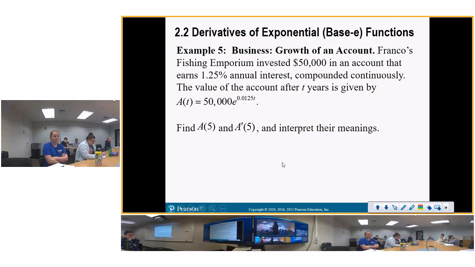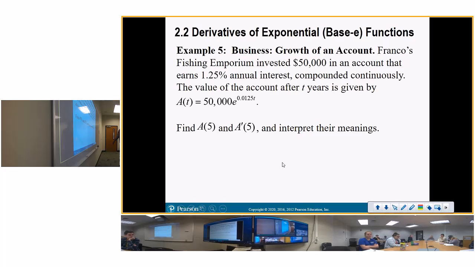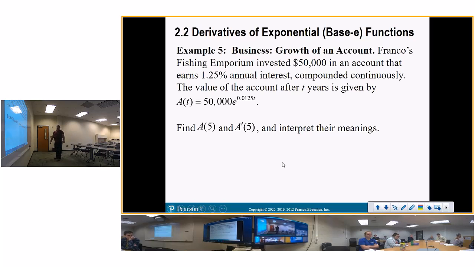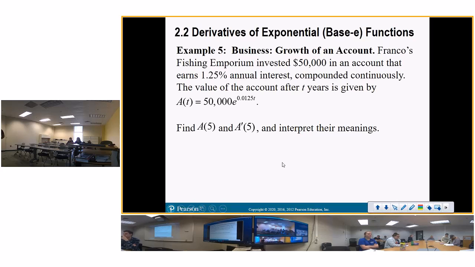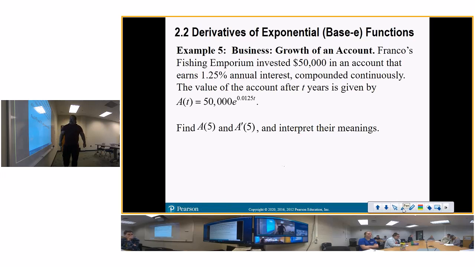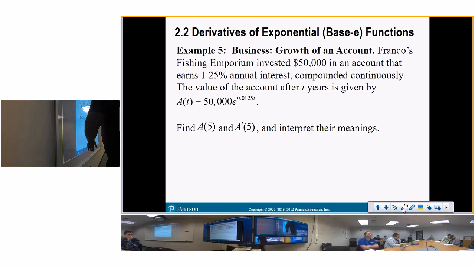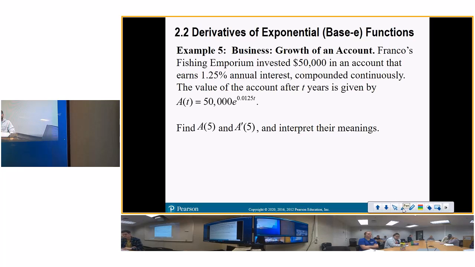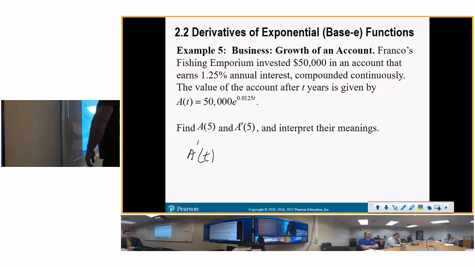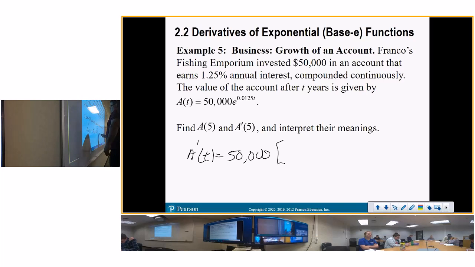Okay, Fishing Emporium invested $50,000 in an account that earns 1.25% annual interest compounded continuously. The value of the account after t years is given by this. They want you to find A(5), and then they want you to find A prime of 5. So I'm not going to worry about A(5). You can do that. And I'm going to go ahead and take the derivative. So the derivative here, you can pull the 50,000 out. You get A prime of t is equal to 50,000, and then e to the 0.0125t.